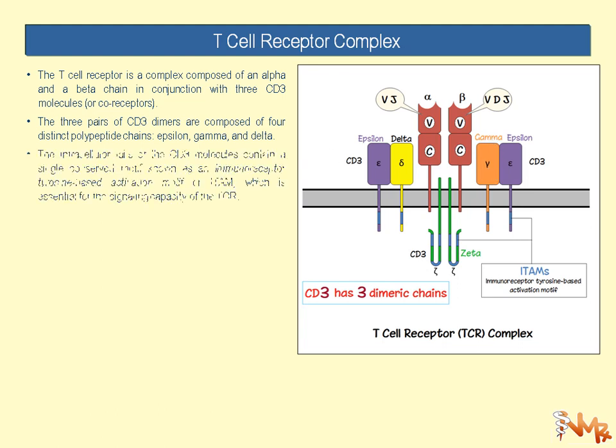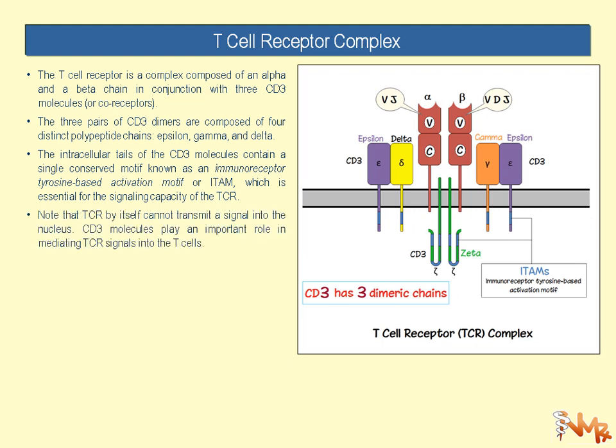The intracellular tail of the CD3, this is the one. The intracellular tail of CD3 molecule contains a single conserved motif known as immunoreceptor tyrosine-based activation motif, or ITAM. Here I'm showing the ITAMs in blue. The ITAMs are essential for signaling capacity of the T cell receptors.